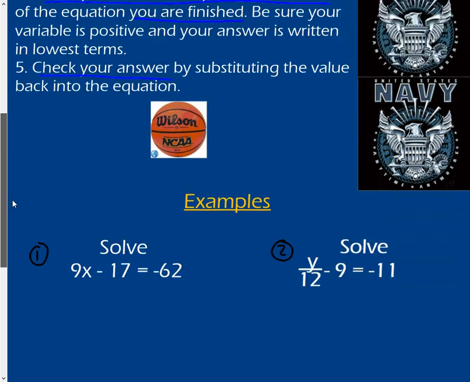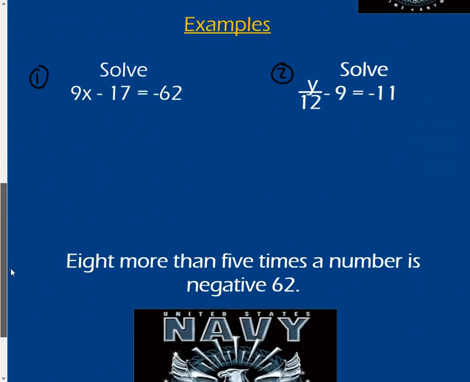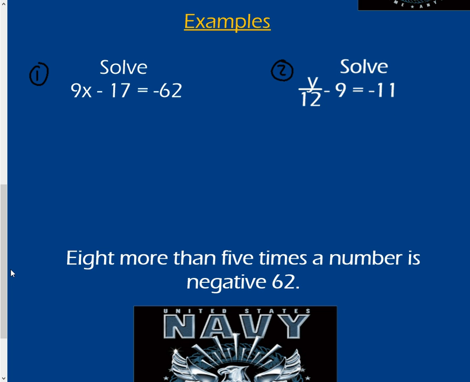Next, we're going to do a couple examples. Make sure you have these examples down. We're just going to do 3 of them right here together. All right? Number 1, 9x minus 17 equals negative 62. Look at your steps that you just wrote down. We said find the variable, start on that side. So the variable is right here, we're going to start on this side.